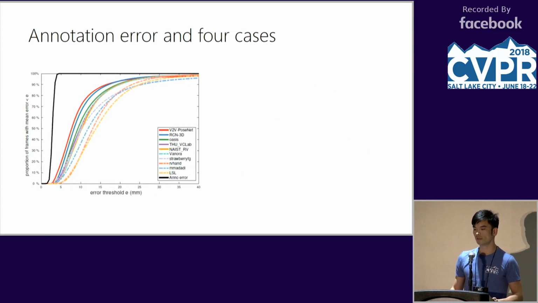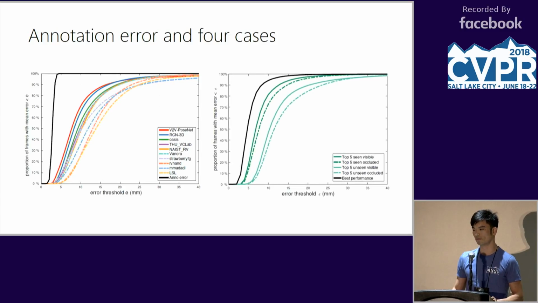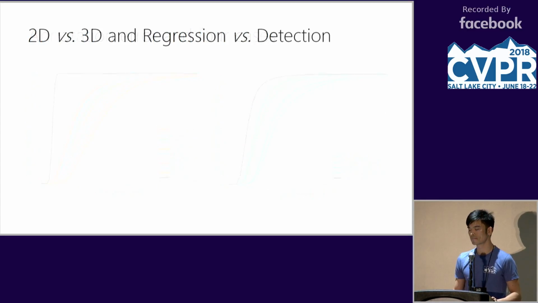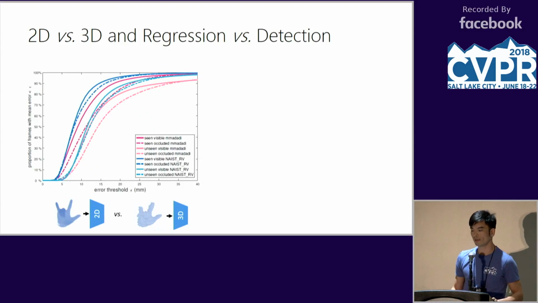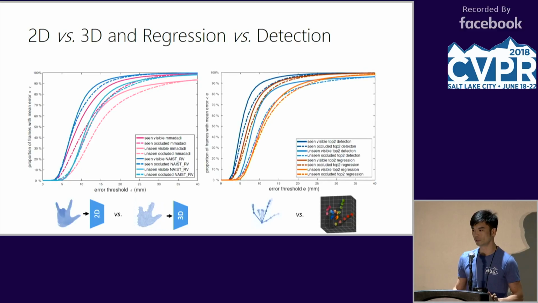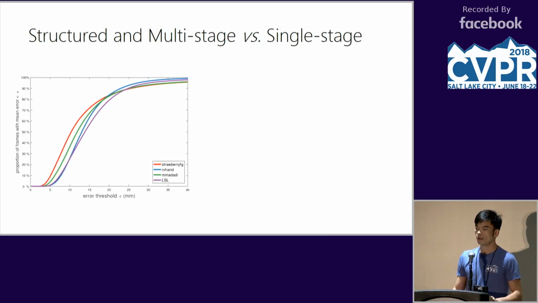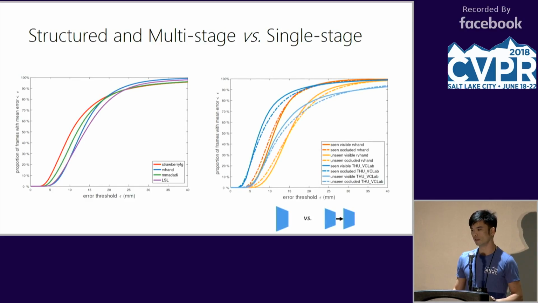The current methods still have a big gap from perfect performance. Also, the worst case is the occluded joint of the new hand shape. 3D CNNs generally outperform the 2D CNNs, even though they have a similar structure. And detection-based methods outperform regression-based methods in general. We also analyzed the different structures, how to include the structure into the CNN networks, and the multiple stage method outperformed the single stage method.